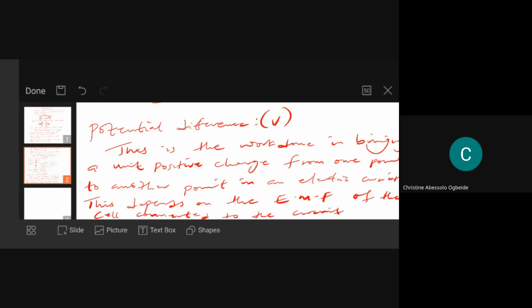Somebody might be asking, what then is EMF? Another new term. Okay. So remember I said the potential difference is the work done in bringing a unit positive charge from one point to another in the electric circuit. And I said that this potential difference depends on the EMF. Now, what exactly is EMF? The EMF is simply the potential difference at the terminals of a cell when there is no external delivery in the circuit. What am I trying to say?